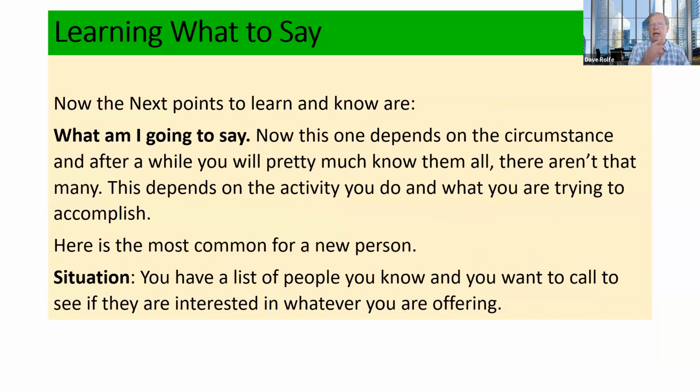Okay. So now the next point to learn and know is, what am I going to say? This one depends on circumstance, and after a while, you'll pretty much know all of them. There aren't that many. It depends on the activity you do and what you're trying to accomplish. Here's the most common for a new person. Most of you have been around for a while, so your objective is really to find a new person, because that's how it works. But for those that are watching this, this is really critical.